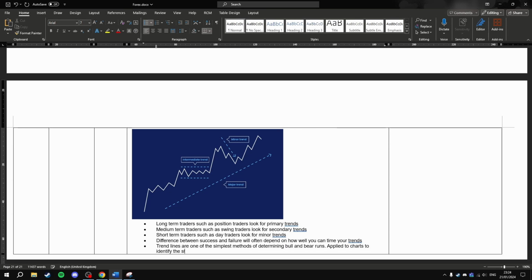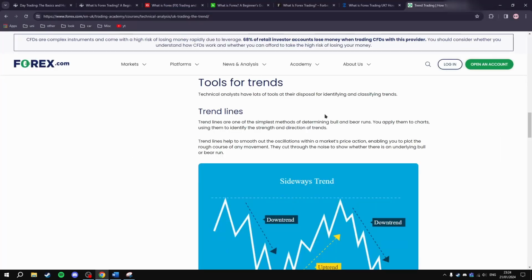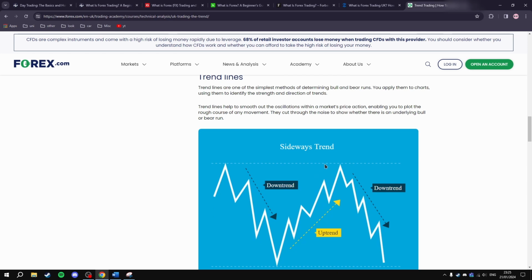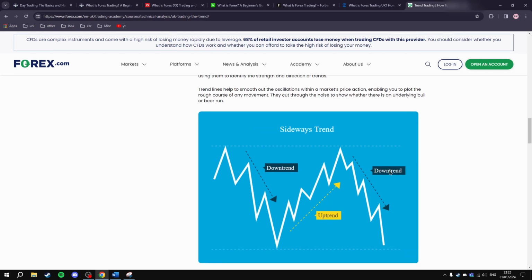Identify the strengths and direction of trends. Trend lines help to smooth out the oscillations within a market's price action, enabling you to plot the rough course of any movement. They cut through the noise to show whether there is an underlying bull or bear run. Sideways trends, downtrend, uptrend, downtrend.